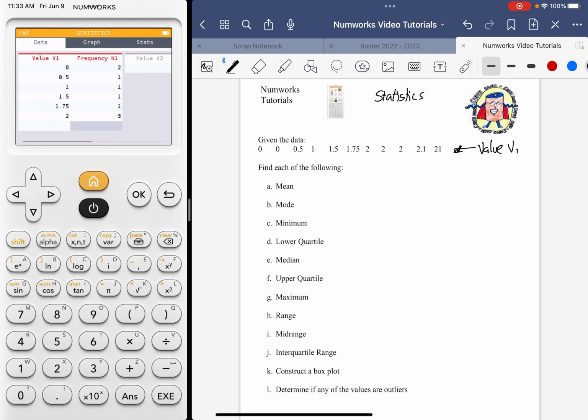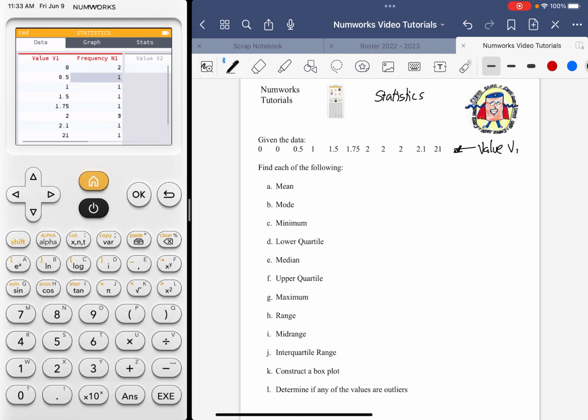3, 2s. And I almost failed the eye test here. 1, 2.1, and 1, 2, 1. I thought it was at first a pair of 2.1s. All right, so you just double check to make sure that your frequencies add up to the total number of values in a set. Now you could have just typed in each value individually, 0, 0, 1, 0.5, 1, and so on. But if you have multiple repeated values, you may consider doing it this way.